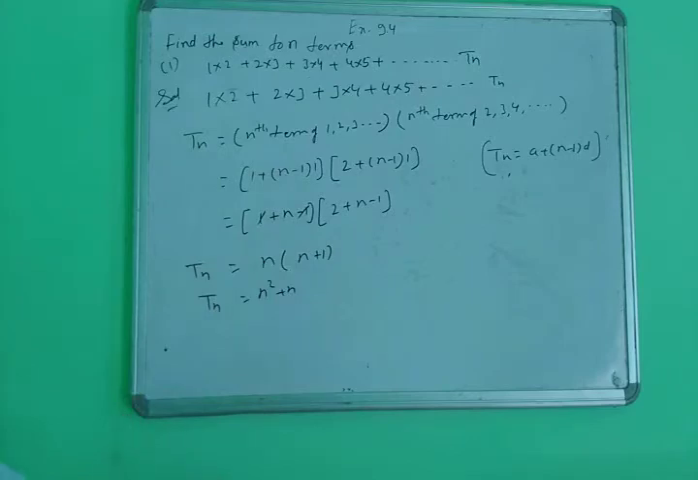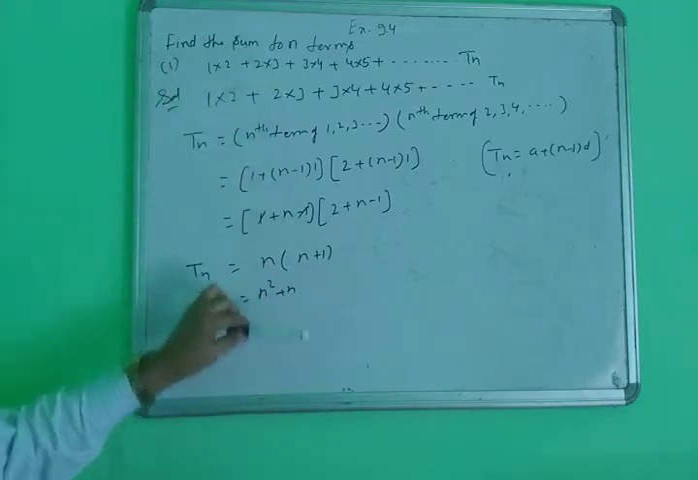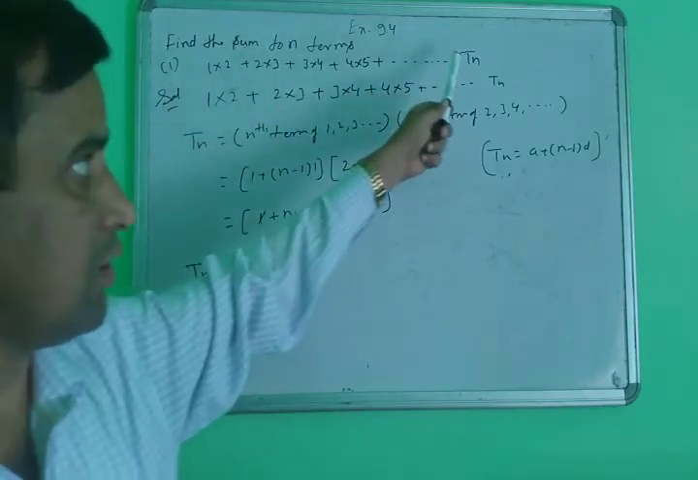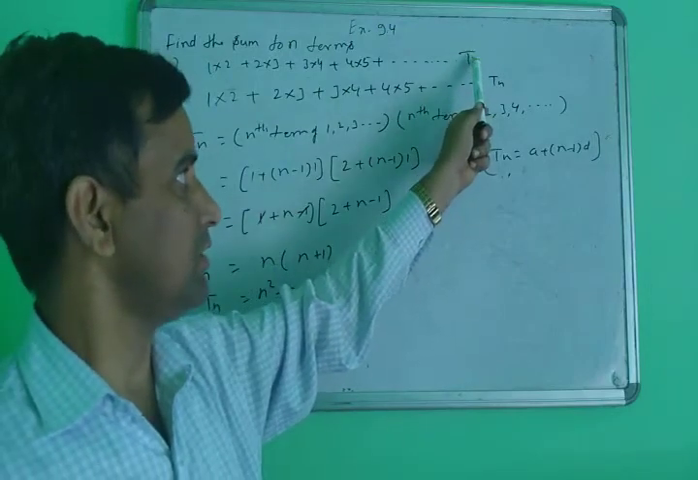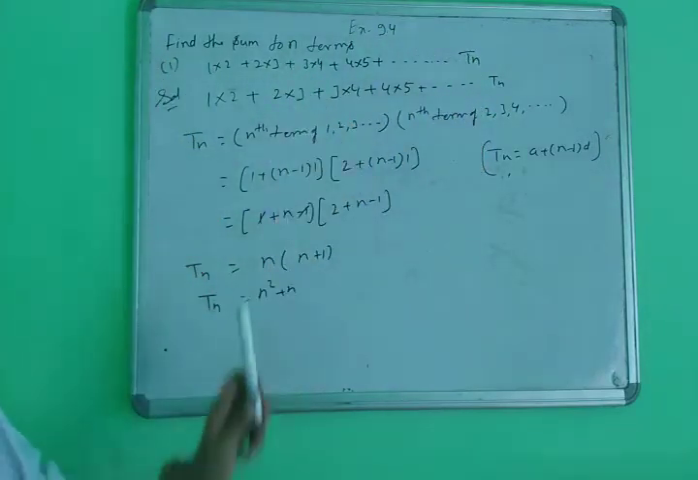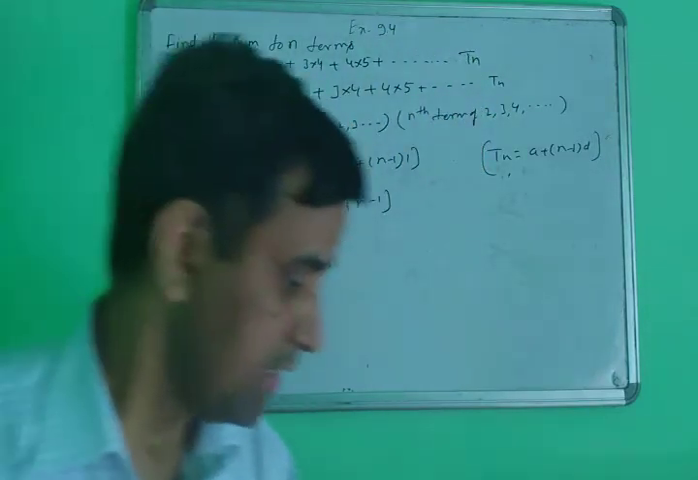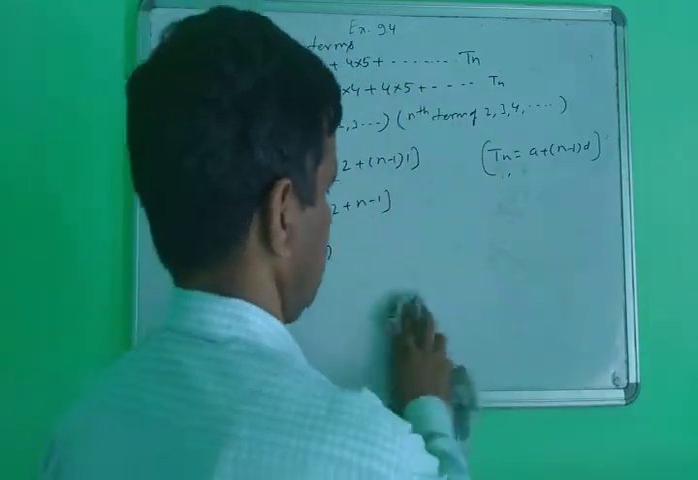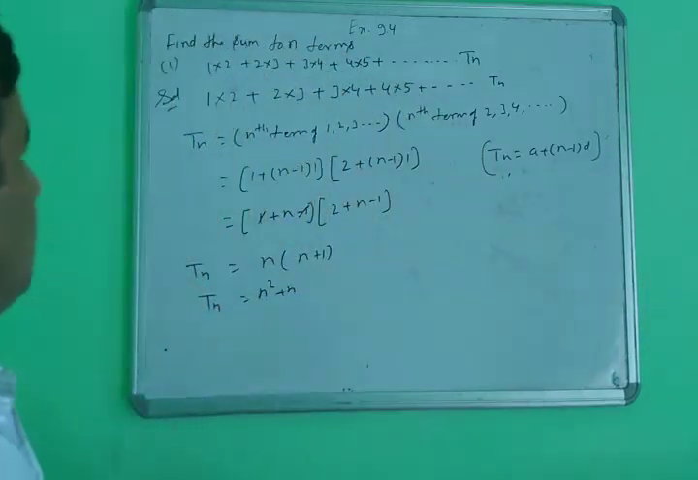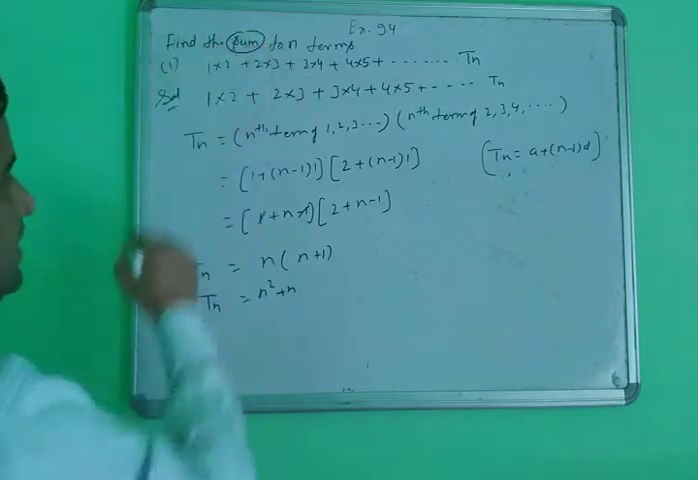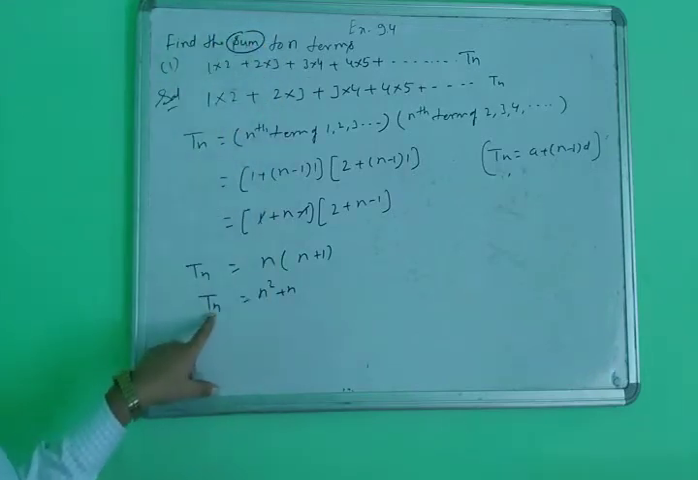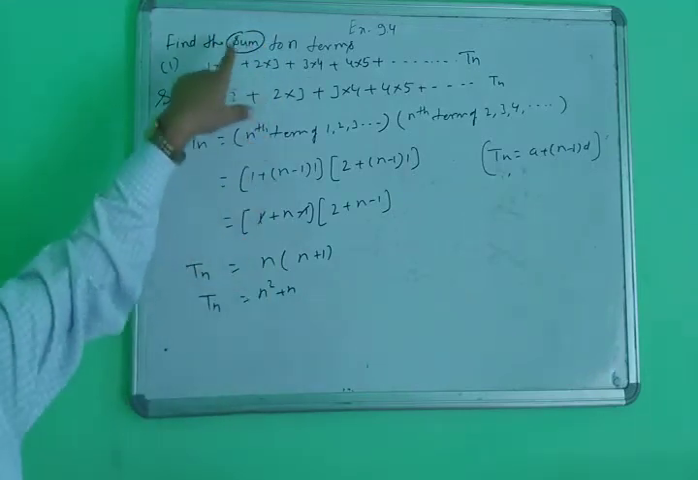According to this way, you will solve every question. First find the value of Tn. First of all, solve this. After that you will find the sum of the n terms. First you find how many terms there are: n. Then you will find the sum of this.